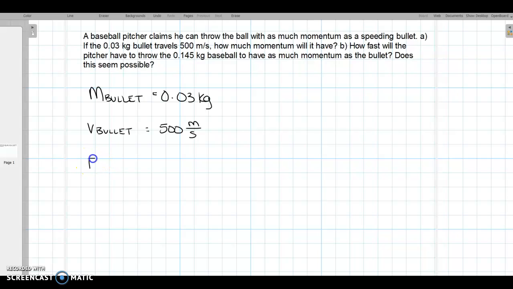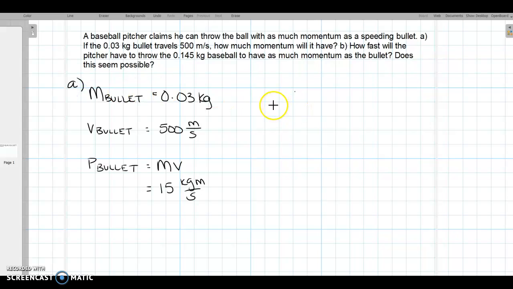To solve for the momentum of the bullet, all we have to use is our momentum equation, P is equal to m times v. So we want to use the mass of the bullet times the velocity of the bullet. You can go ahead and try that out now, and you should get 15 kilogram meters per second. Okay, so that is part A.